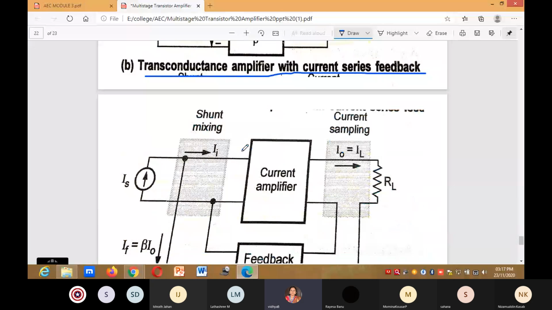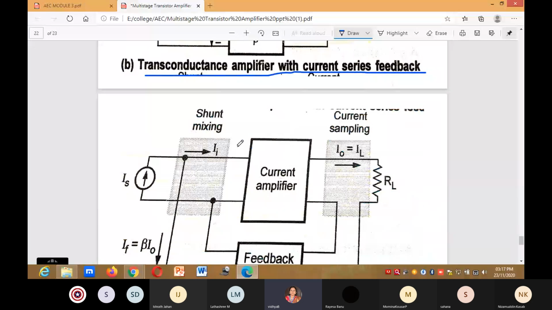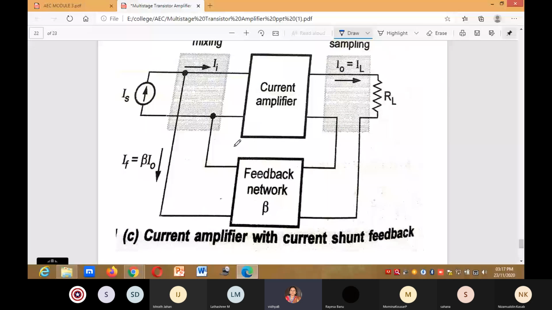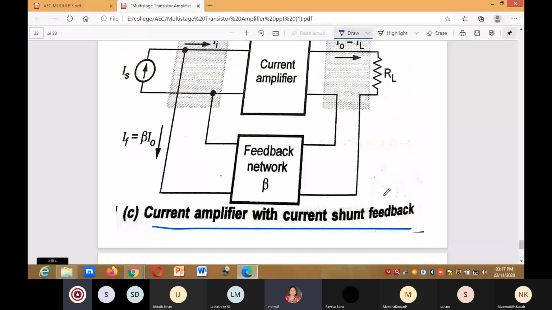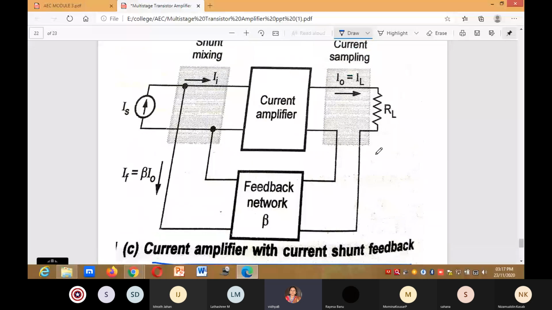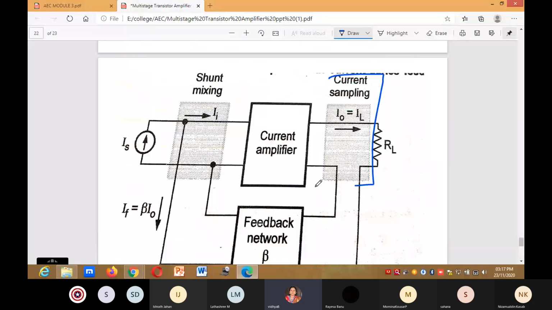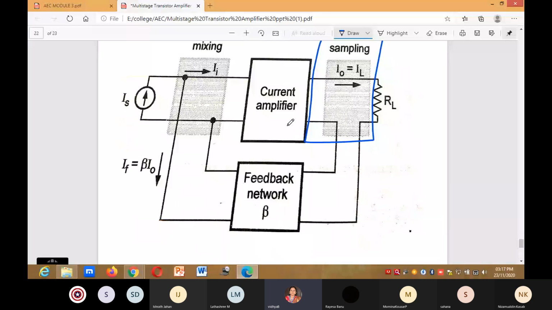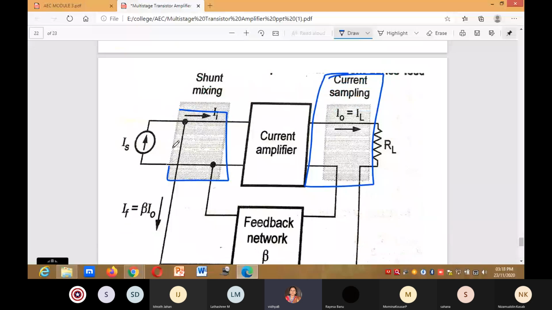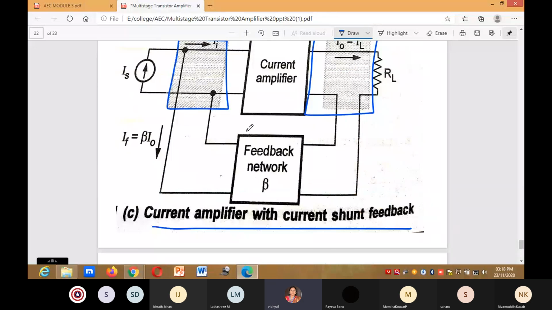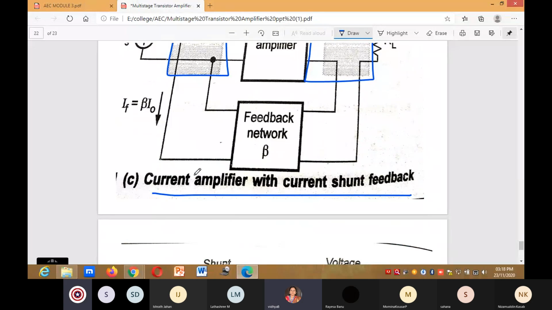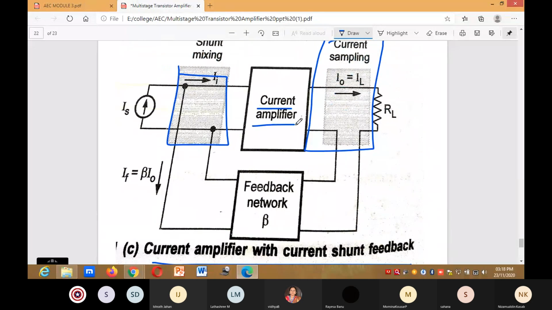Next is the current amplifier with current shunt feedback. You can observe here current sampling, which is connected in series, and shunt feedback, that is, shunt mixing. This is the type of connection, shunt and feedback. Current amplifier with current shunt feedback.